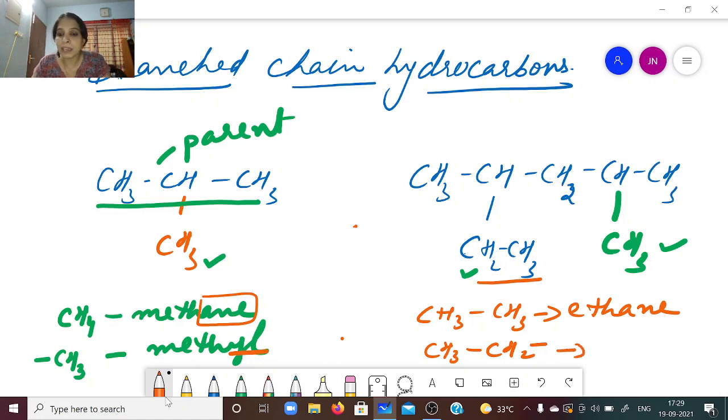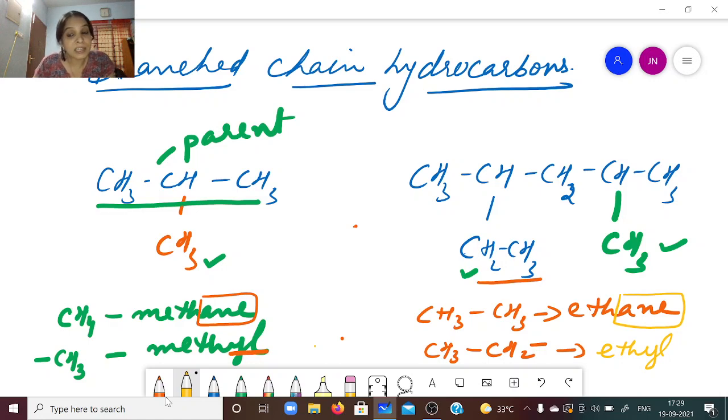Now, how will you name this? See, how will you name this? The ANE will be removed and YL should be added. So its name will be ethyl. This is how we are naming the branch. Clear? So you should know how to name the straight chain and how to name the branch.